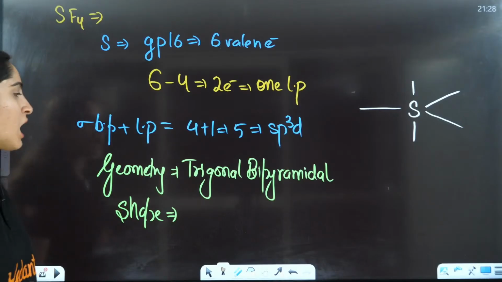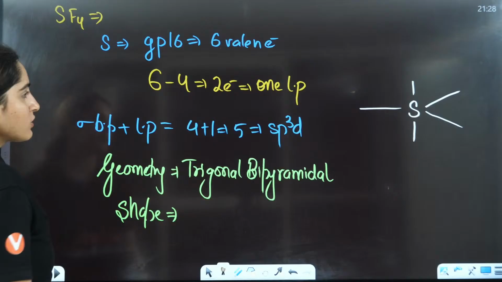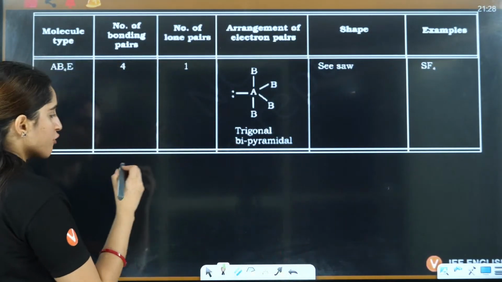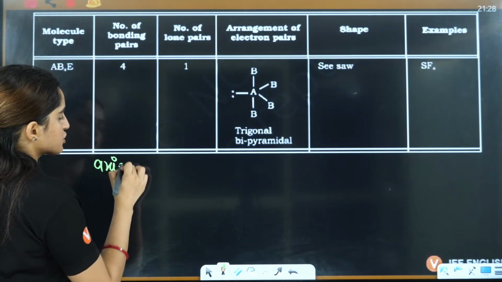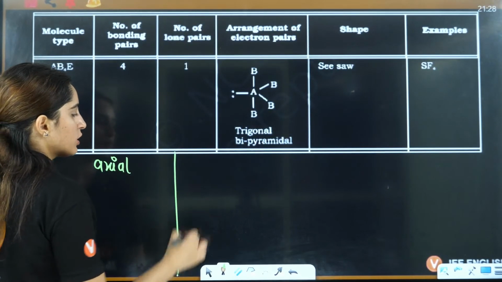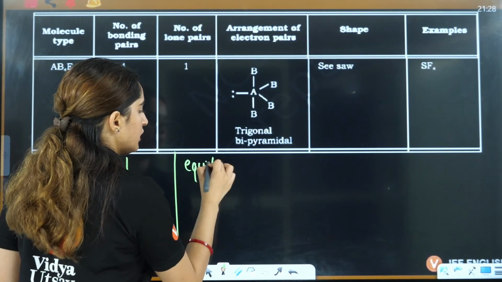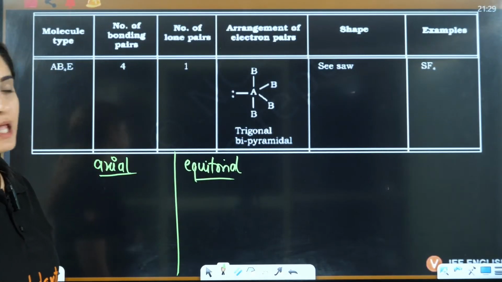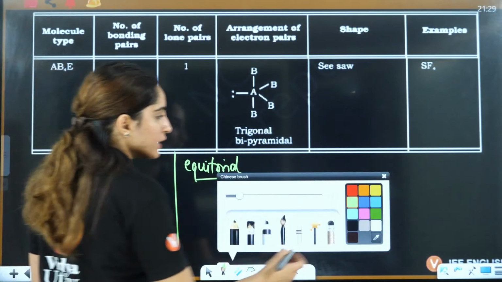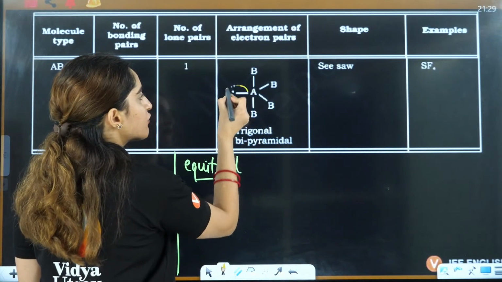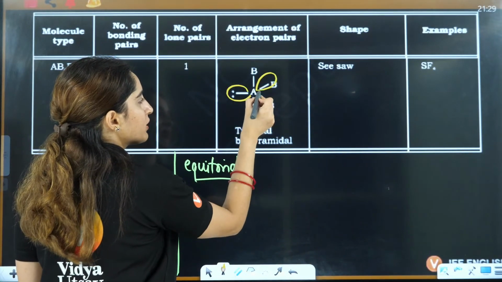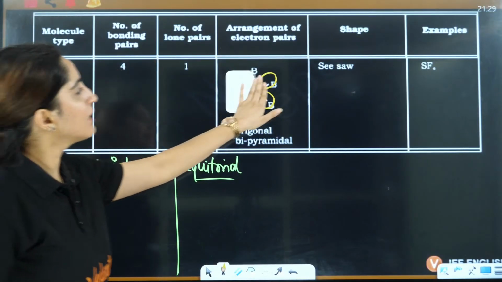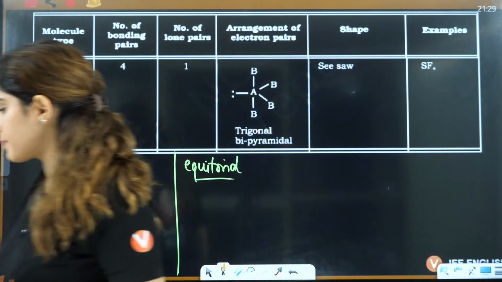Now, guys, if you talk about this here, there are two kinds of positions. One is axial position, other is equatorial position. So, what exactly we do? Firstly, we prefer first lone pair here, then second lone pair here, third lone pair here. This is how we prefer it. I'll tell you the reason. What is the reason behind that?